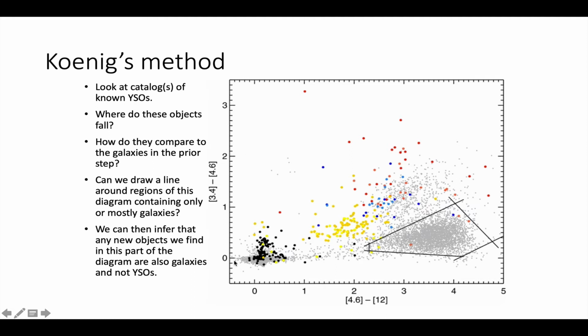Now he's going to do 3.4 minus 4.6 versus 4.6 minus 12. And he's working with a set of known stars. So all the big points are a set of known young stars. So he's comparing where those fall to where objects fall from a larger field. And he notices that you've got this big clump of stuff down here. Yes, there are some young stars in there, but the overwhelming majority of the points are galaxies. So he draws the line segments and says, we're just going to drop everything that's in that region.